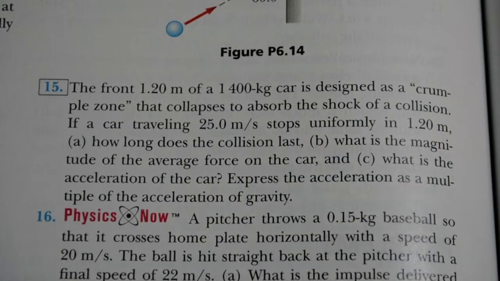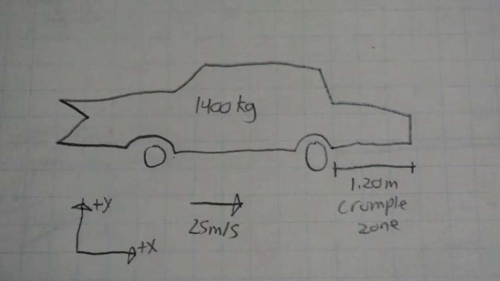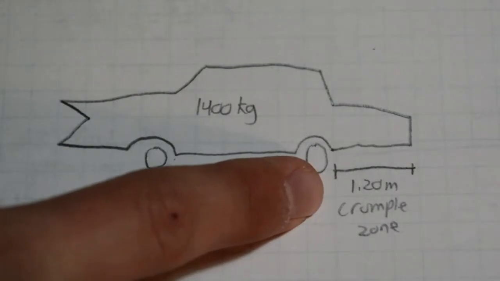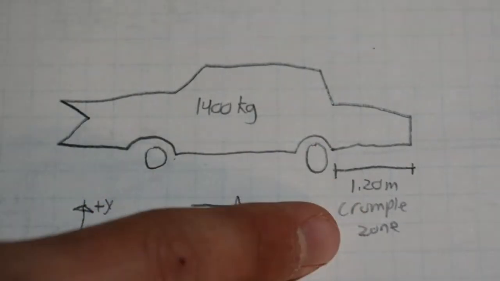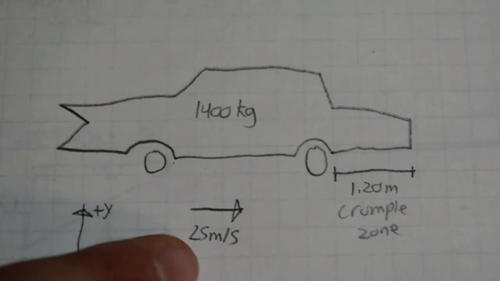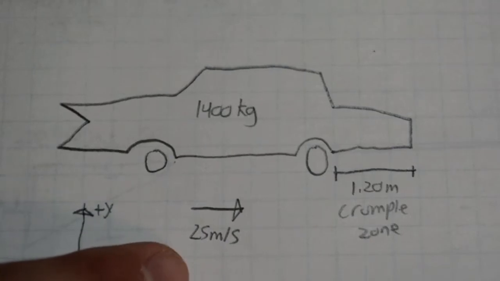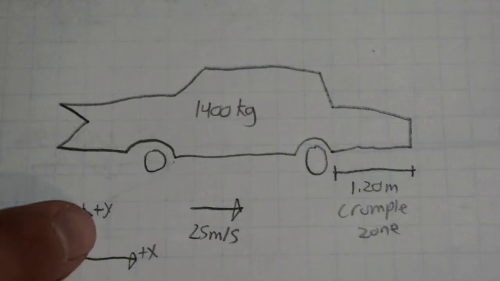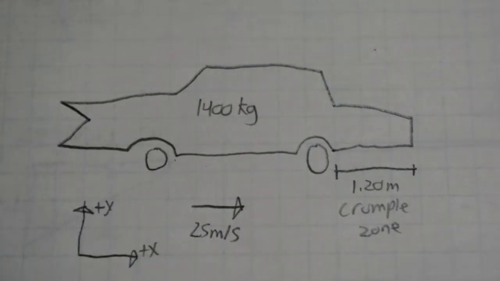So let's get started. Alright, so here's my beautiful picture of the car. We know that that's 1400 kilograms. The front 1.20 meters is the crumple zone. It's moving in the positive x direction at 25 meters per second. And my coordinate system is plus y going up and plus x going to the right.